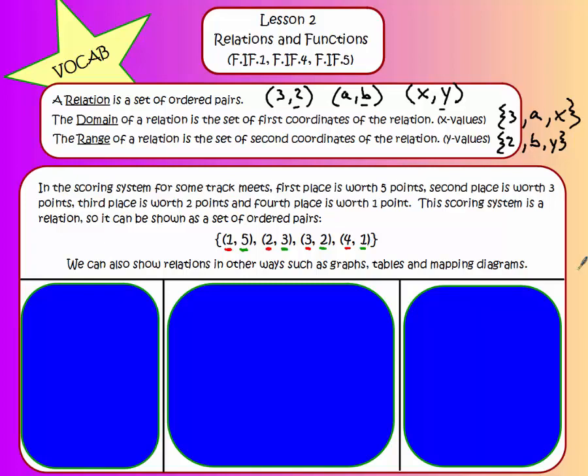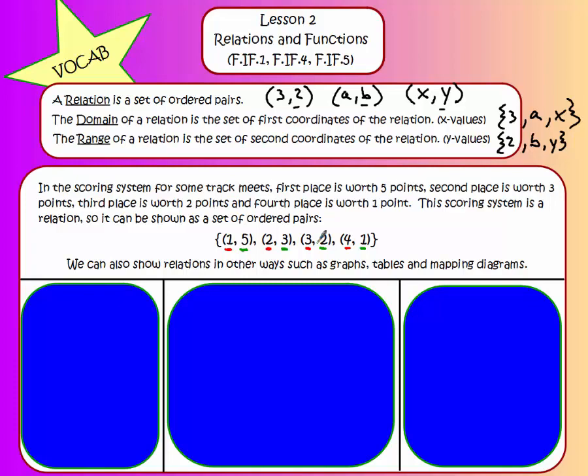Now if you notice, in this relation, this is a set. I have the set bracket here and the set bracket here, and within the set are a bunch of points. Notice each ordered pair has parentheses around it and is separated by commas. Within each ordered pair, the two numbers are also separated by a comma.